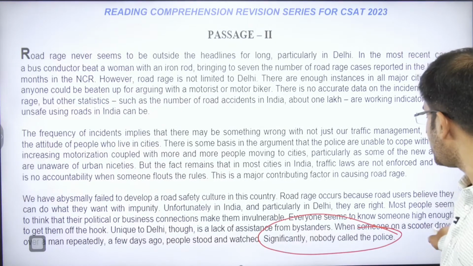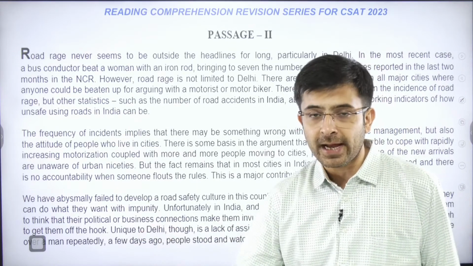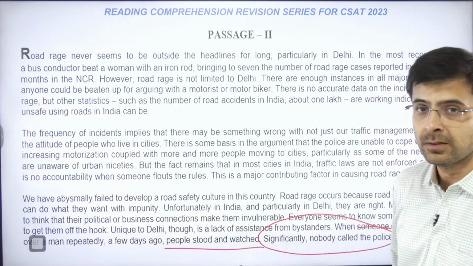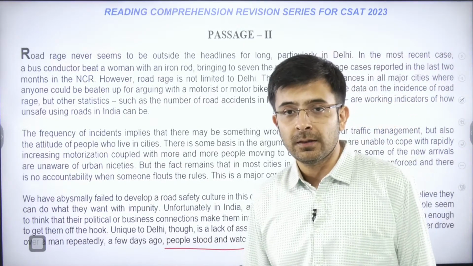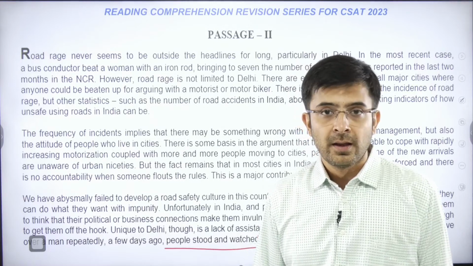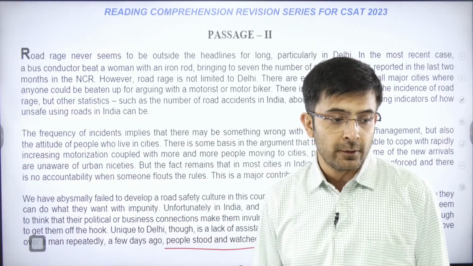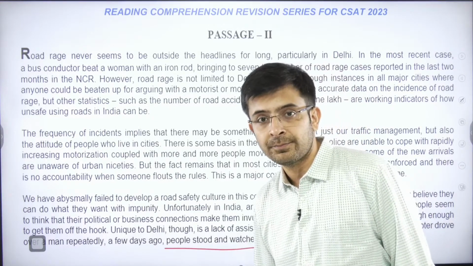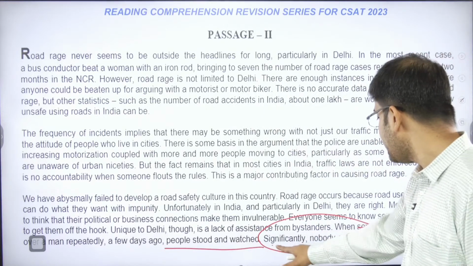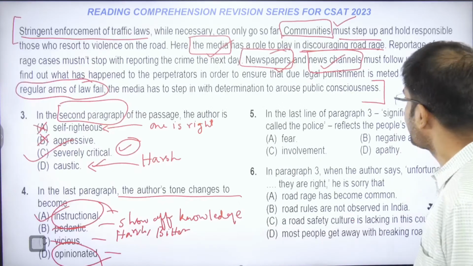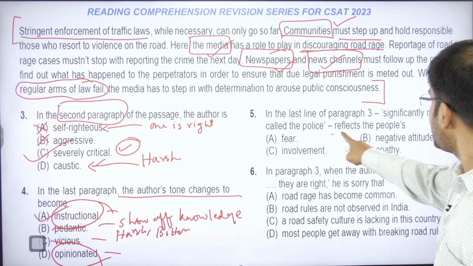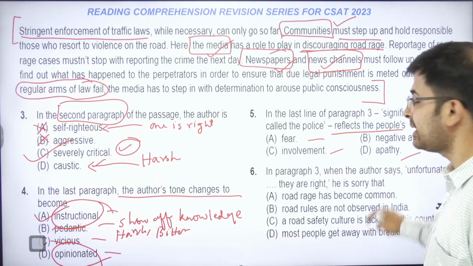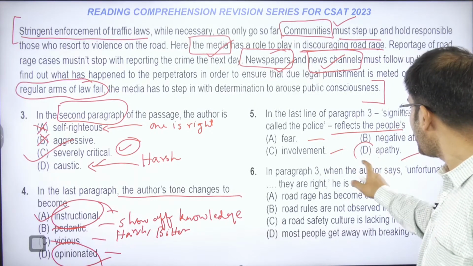What is he saying? When someone on a scooter drove over a man repeatedly, there was a horrific accident. Horrible, horrible accident. People just stood and watched. The author probably forgot to write that the people were even making reels. Yeah? And making a complete mockery of civilization, like that notion that human beings are civilized. So anyways, significantly, nobody called the police. So what is he doing? It reflects what? Fear, negative attitude, involvement, or apathy. The correct answer here would be apathy.